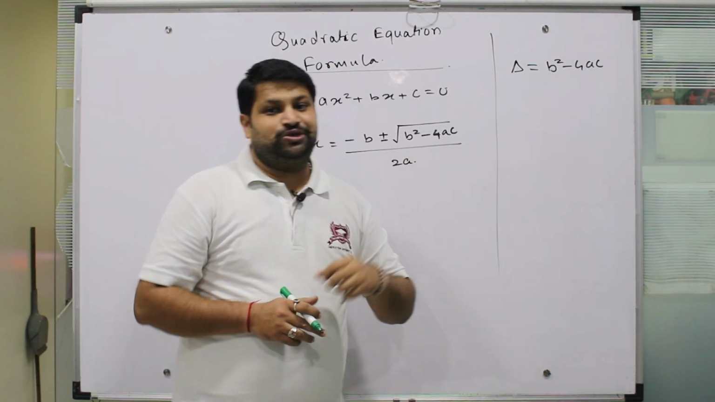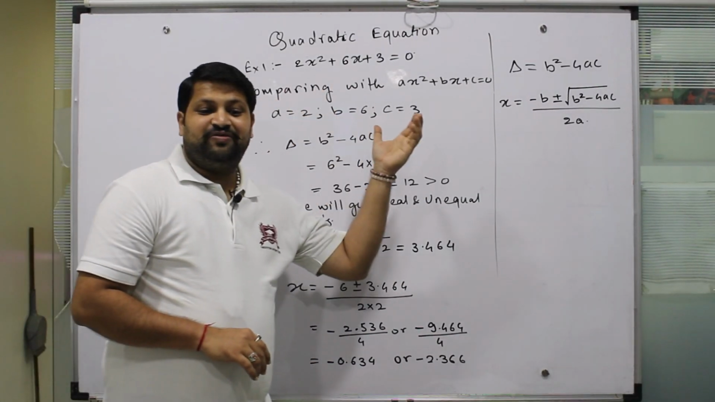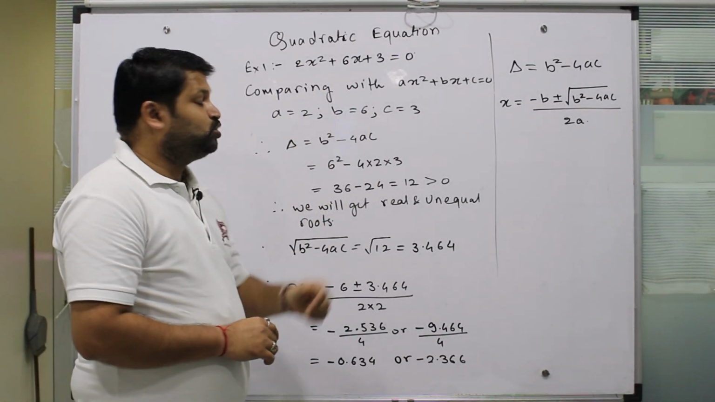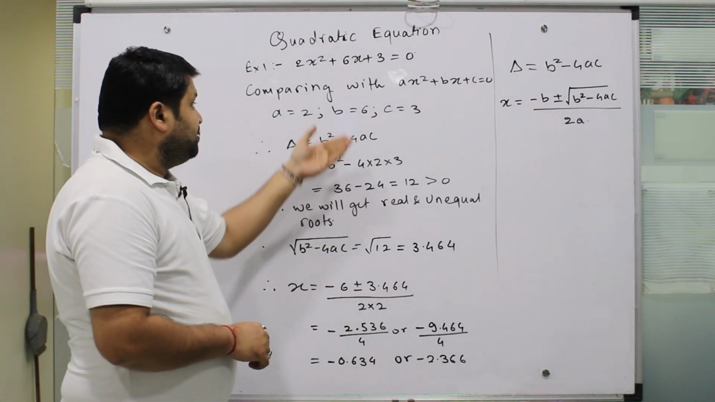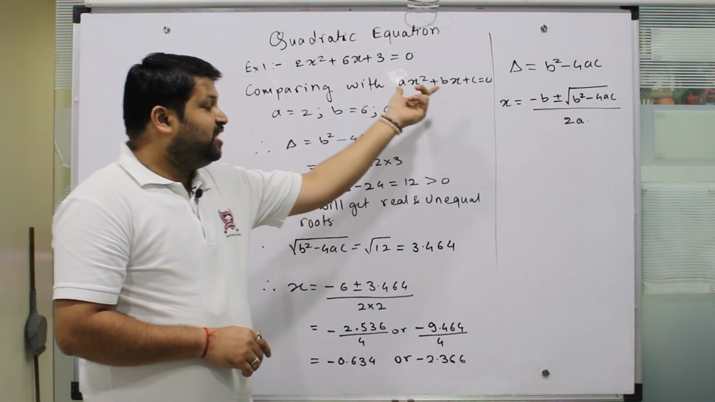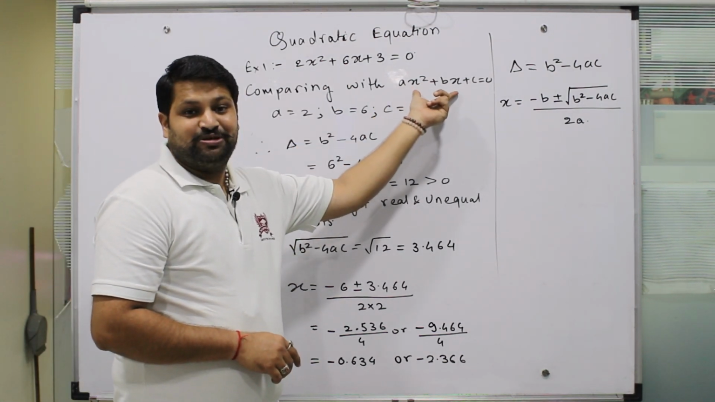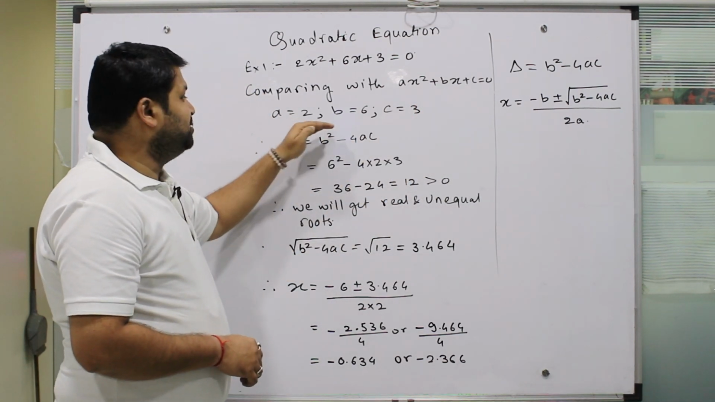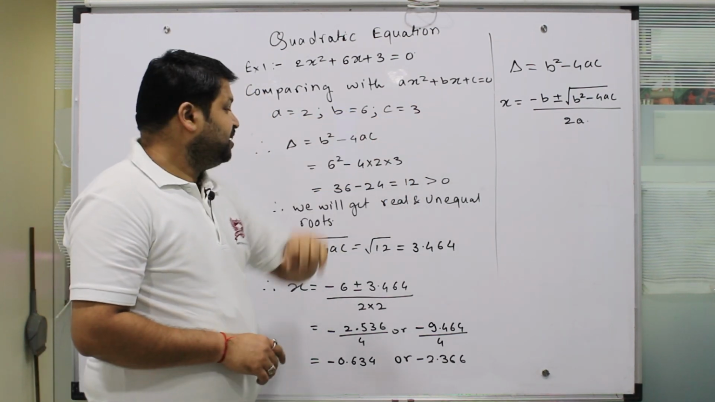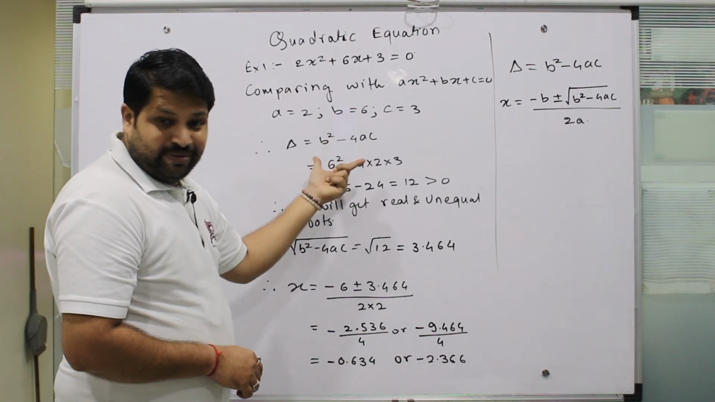So without losing any time, let us check out this one particular example that we were stuck on in the previous session. The equation that we had discussed was 2x square plus 6x plus 3 is equal to 0. Now when we compare it with the standard quadratic equation, that is ax square plus bx plus c is equal to 0, we get a is equal to 2, b is equal to 6 and c is equal to 3. After this, we will first put the values in the formula for del.